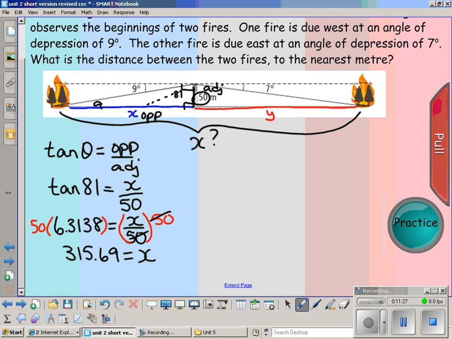So now we need to repeat this process with the triangle on the right-hand side. We've got our 7-degree angle of depression, so that means it's 7 in this corner, or 90 minus 7 is 83. Now just to show you it can work from either angle, because we chose the 81 on the left-hand triangle, I'm going to work off of the 7-degree measure in this one. So what we have, here is our right angle. So we have our adjacent side and our opposite. So we're still using our tan ratio.